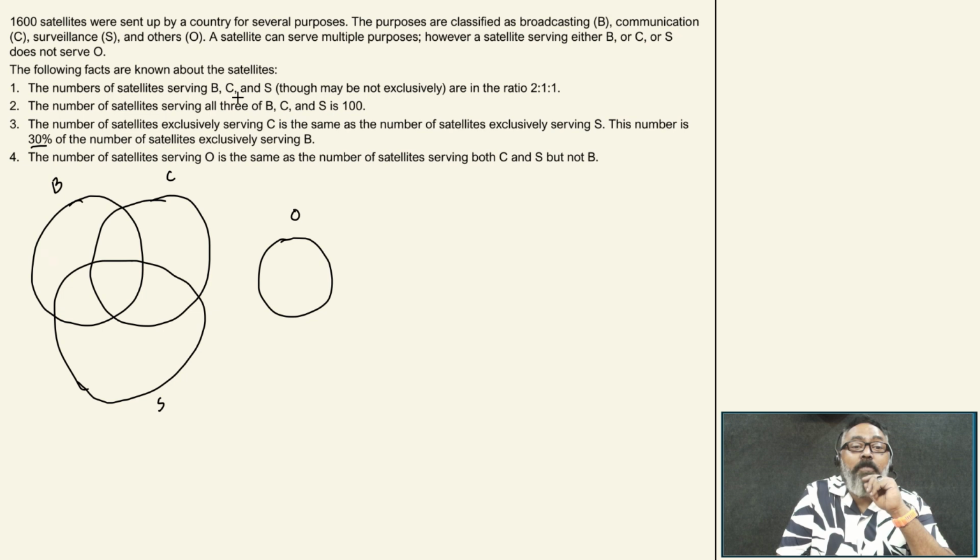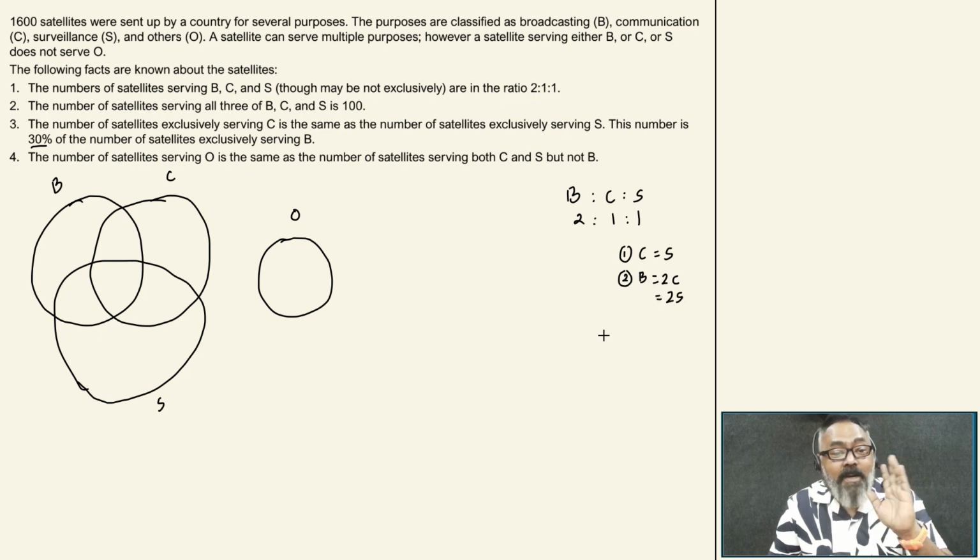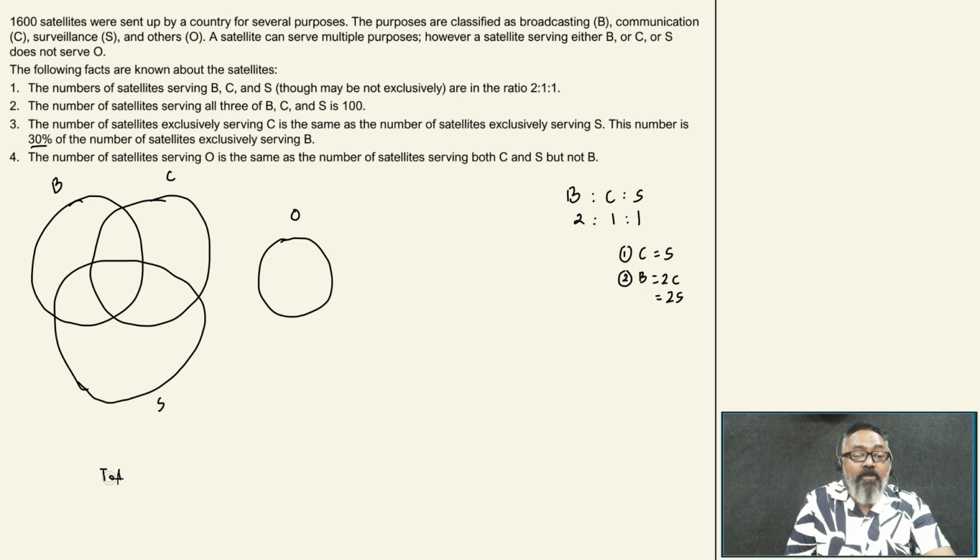The number of satellites serving B, C and S, though may not be exclusively, which means total B, total C, total S, are in the ratio 2:1:1. So B is to C is to S is 2:1:1. What can we take out from here? One thing we can take out is C has to be equal to S because these two are the same. The other thing is that B is twice of C or twice of S, because 2:1:1. B would be equal to twice of C or B equal to twice of S. Okay, that is the second equation. We also know the total number of satellites is equal to 1,600. That's all we know.